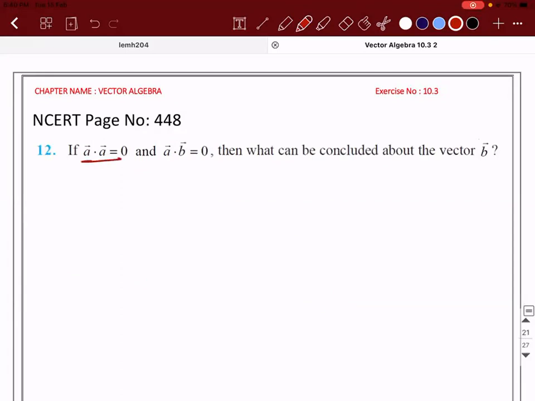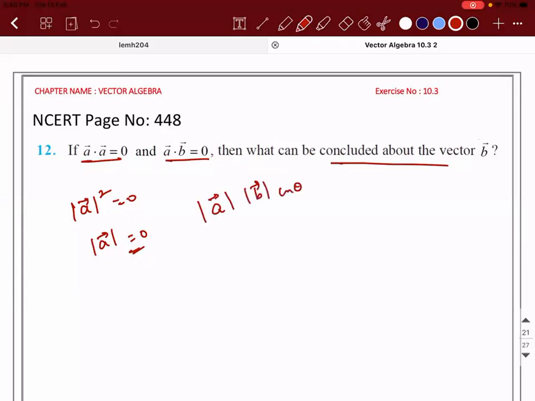a vector dot a vector is 0, a vector dot b vector is 0. Then what can you conclude about the vector b? See, a dot a is 0. What can you say about that? Then magnitude of a square is 0. Then magnitude of a vector is 0. Whereas in a dot b, what can happen? Either of a or b can be 0, sir.